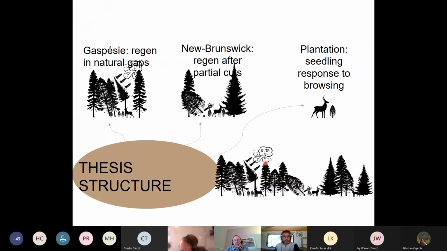So the first project is the PhD project of Olivier Villemain-Côté, and it has 3 chapters. The first one looks at regeneration in natural gaps in the context of variable deer abundance histories. The second one looks at regeneration after partial cuts in New Brunswick, and again also in relation with deer pressure. And the last one is the plantation where we conducted some simulated browsing experiments.